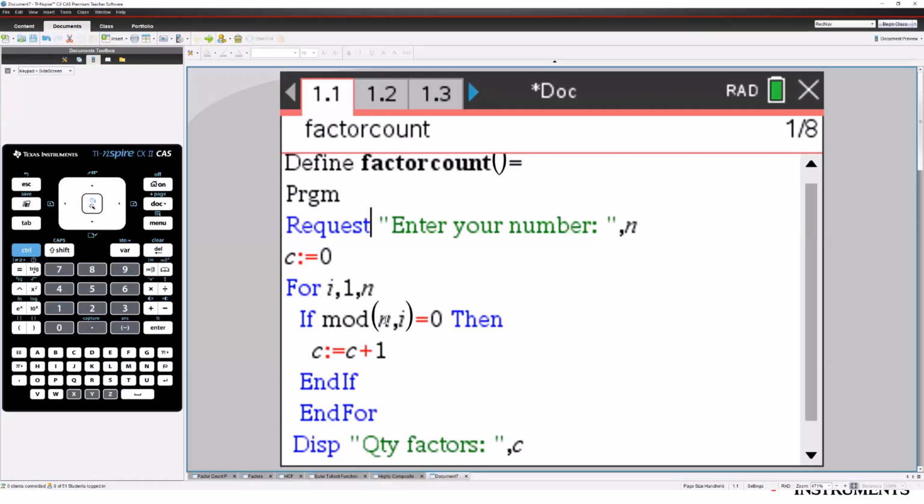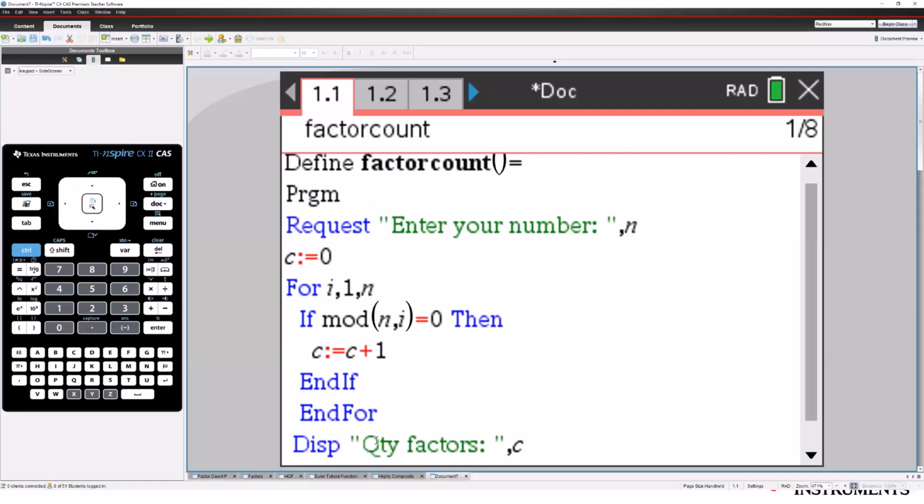What's my remainder when my number is divided by 2? What's the remainder when my number is divided by 3, and so on. If that answer is 0, then count it. Otherwise, don't do anything. There's no option, no else, as we would call it, and that's the end of the loop. And that's all it's doing, is zipping through there. And when it gets to the end, it says the quantity of factors is this.